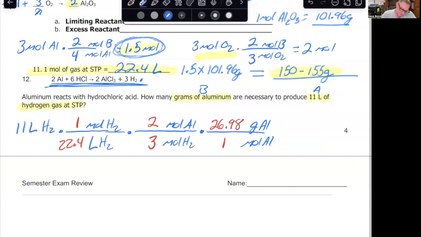And there we go. So this is a little easier than the molar mass. It's just 22.4. So in my calculator, I'm going to do 11 divided by 22.4 times 2 over 3 times 26.98. And if you put that in there, your answer is going to be between 8 to 9 grams of aluminum.